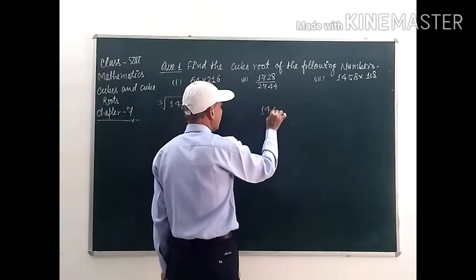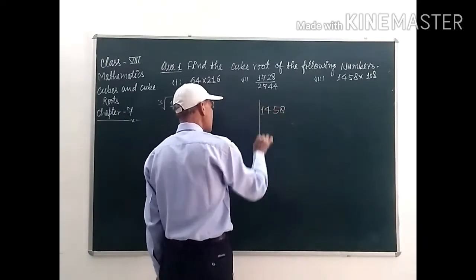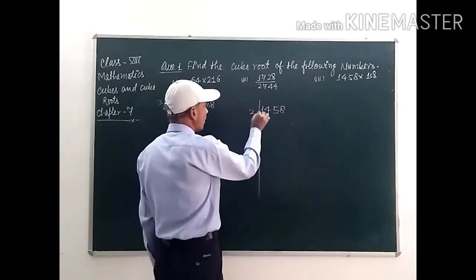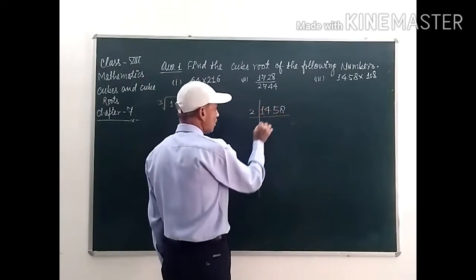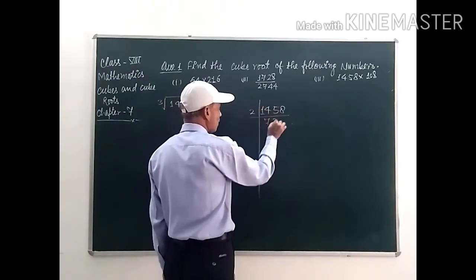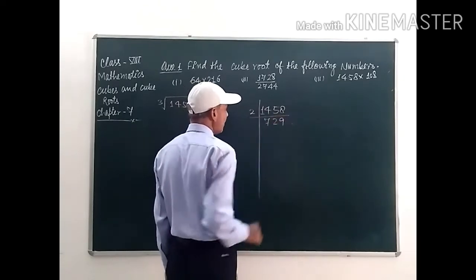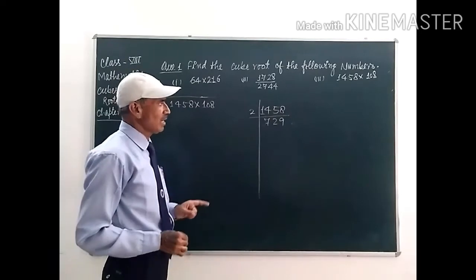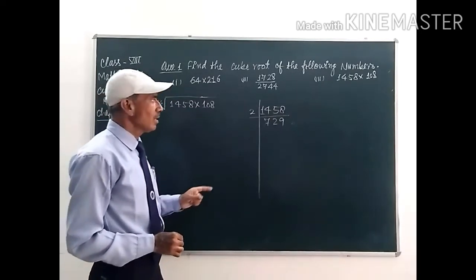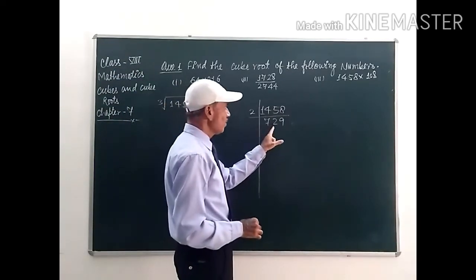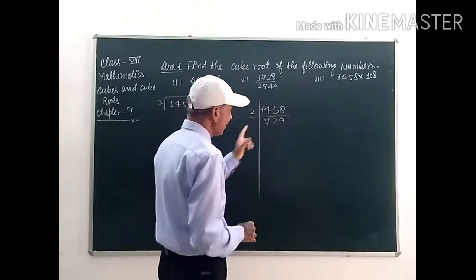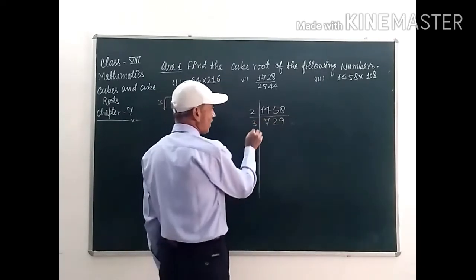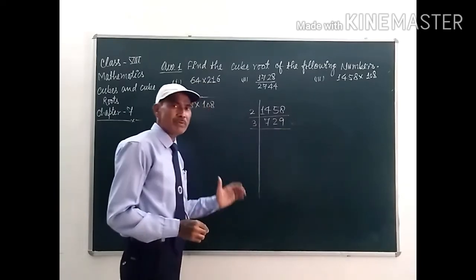1458. First number, you will find the prime factors of this number. Okay, reduce it by 2. 2 sevens are 14, 2 twos are 4, 2 nines are 18. This number is 729. Okay student, so this number is 7, 9, 9, 18. This number is divisible by 3 because 18 is a multiple of 3.